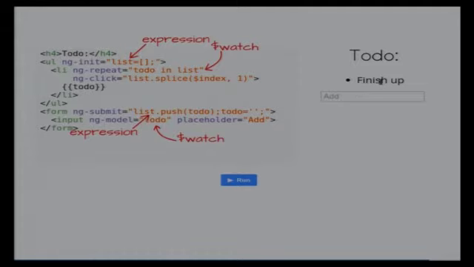And when we click here, it will execute that expression that removes the element from the list, and then again this watch expression will be notified that now the list has changed again, and it removes the element from the DOM.